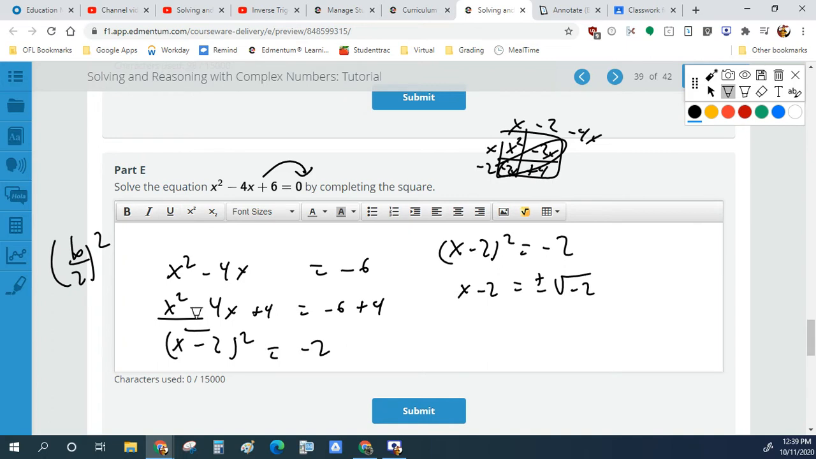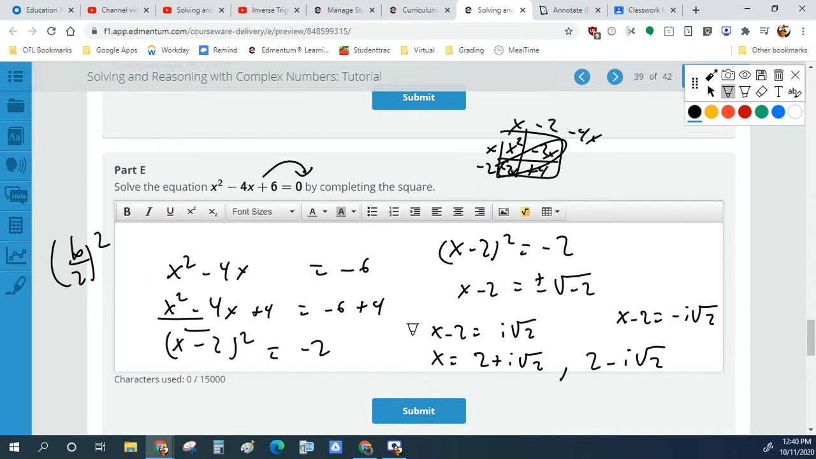We're going to split these into two possibilities: x minus 2 equals I square root 2, or x minus 2 equals negative I square root 2. Add 2 to both sides, so I get x equals 2 plus I square root 2, or 2 minus I square root 2.